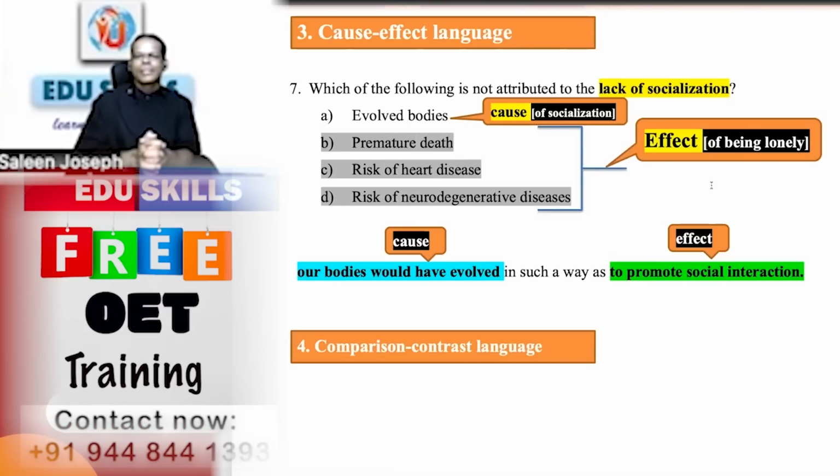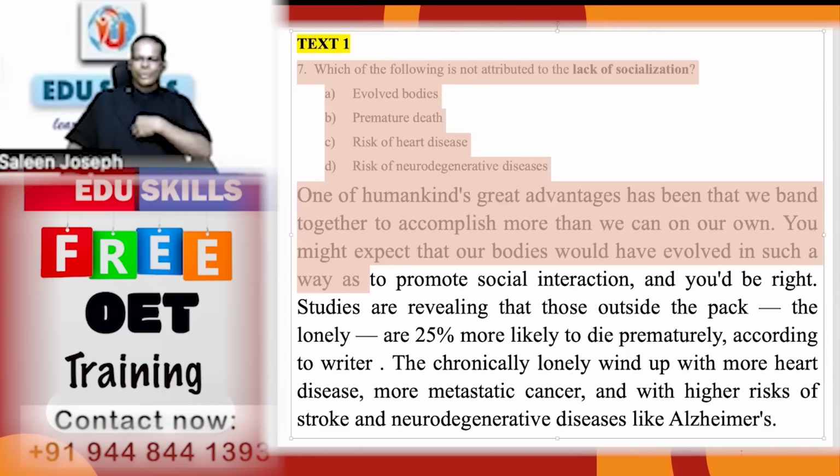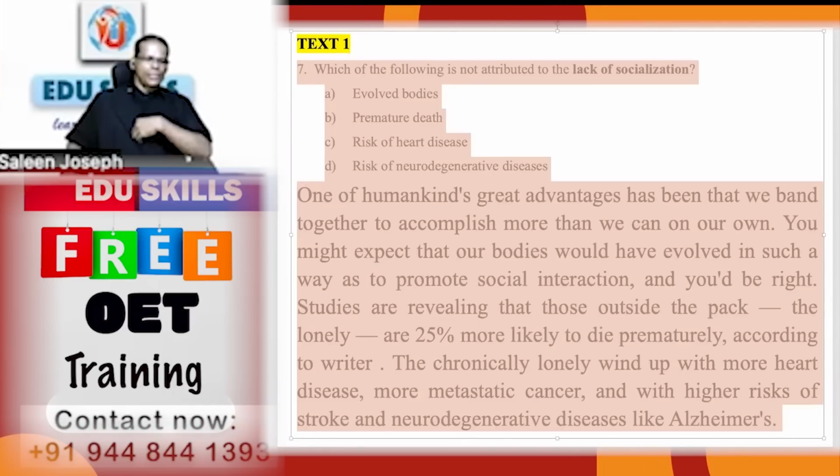See, evolved bodies is the cause of socialization, and all other three are the effects of being lonely. As per the paragraph, we will be reading the paragraph. You see, our bodies should have evolved in such a way as to promote social interaction. Social interaction is the effect. Bodies evolution is the cause. Let's check this. Okay. Now you know the questions, so we will just read. Okay, let's listen to this. See the beauty of it.